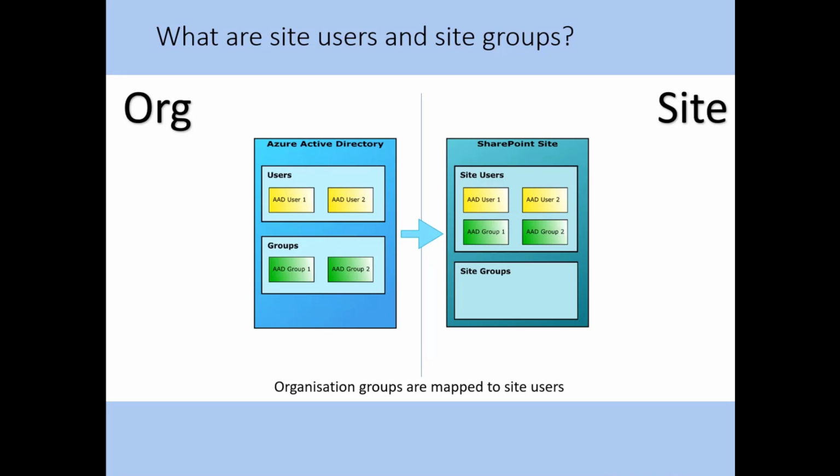But once the site needs to refer to a user or group, it doesn't continue to reference it by any sort of Azure AD identifier. Instead, it maintains its own list of site users mapped from those Azure AD security principals. An important thing to note is that the Azure AD security groups are mapped to a SharePoint site as site users, not site groups. SharePoint site groups are created and managed on the SharePoint site. Site users, including those mapped AD groups, can be assigned as members of a site group.